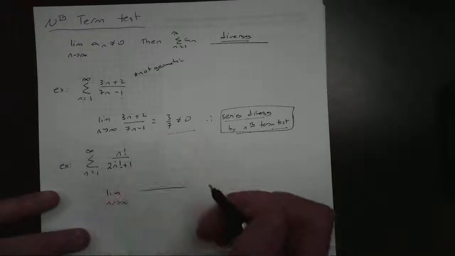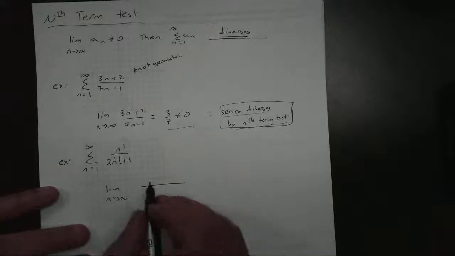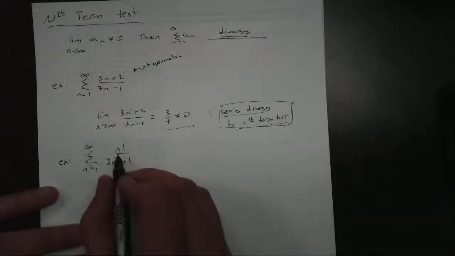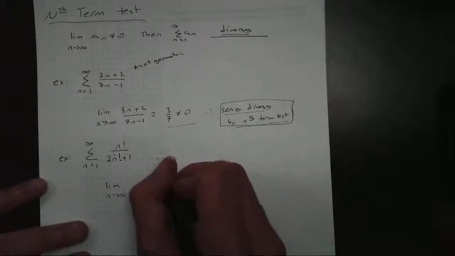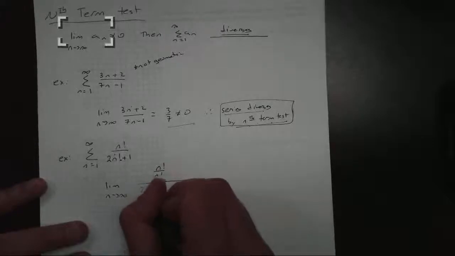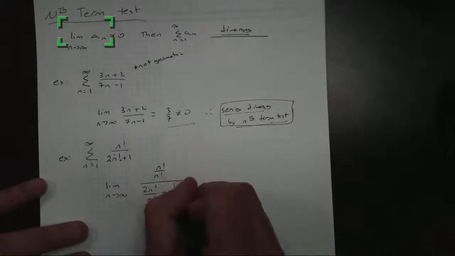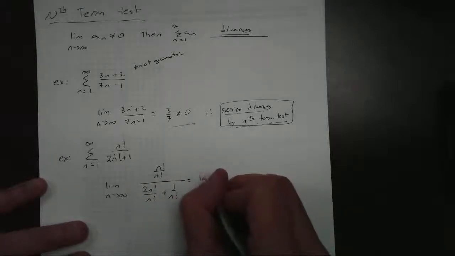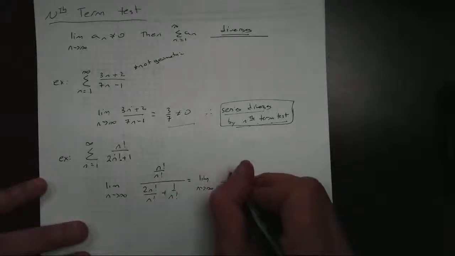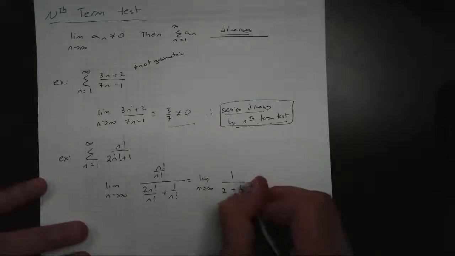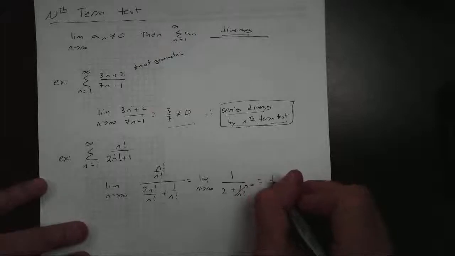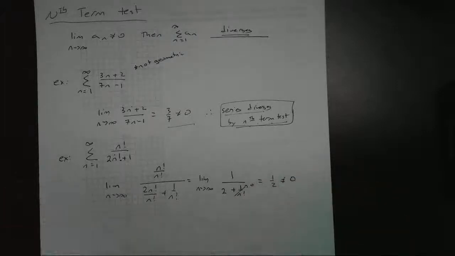I'm going to get infinity over infinity, but I don't want to take a derivative using L'Hopital's rule. So I'm going to use an old rule. I'm going to divide by the largest power of n, which is just n factorial. So I'm going to divide everything by n factorial. You can do whatever you want to a problem, just as long as you do it to everything. And this becomes nice for us because the top just becomes 1, the bottom becomes 2, and you get 1 over n factorial. That just goes to 0. So we get 1/2, which again is not 0.